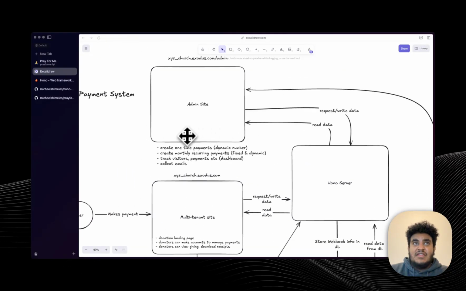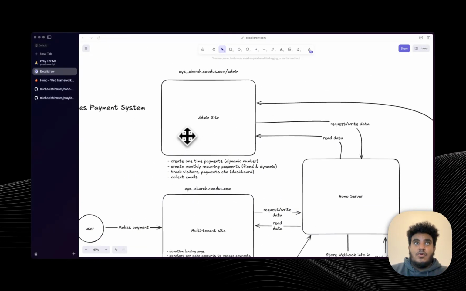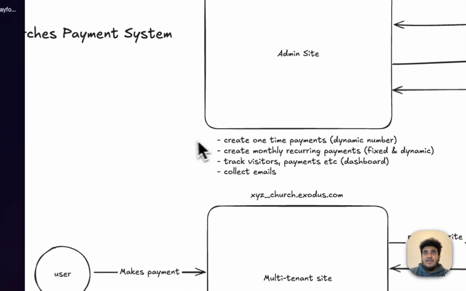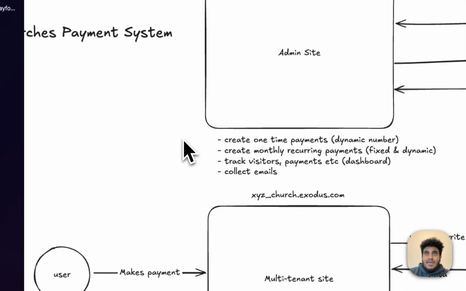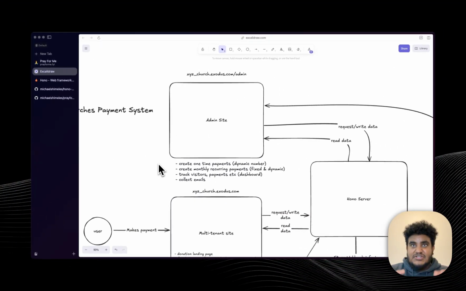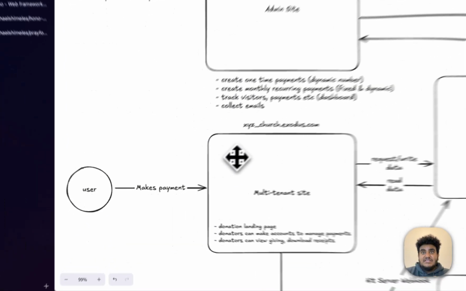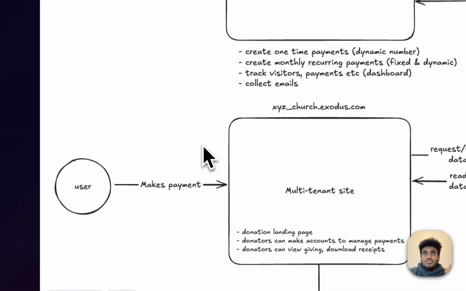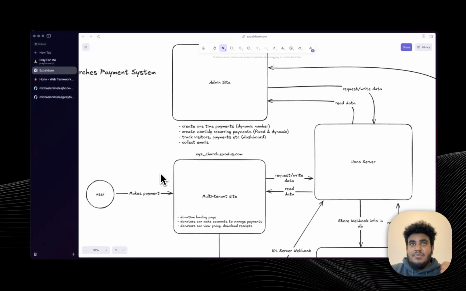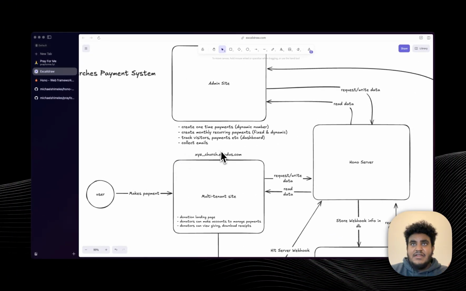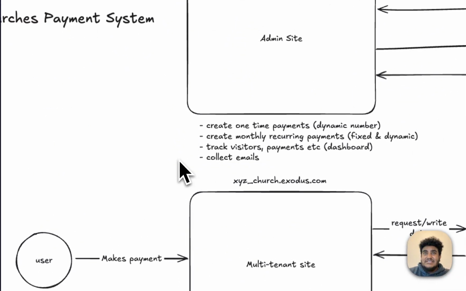And the admin site is going to be for the church or for whoever's using it. This is going to give them the ability to create a one-time payment with a dynamic number, meaning that people can enter how much they want to donate one time, and create a monthly recurring payment. I want to give users the ability to do a fixed and a dynamic one. The ability to track visitors, so like, let's say people come on your donations page, track where they're from, how many people have visited, your standard analytics, payments and all that stuff. And obviously the ability to collect emails.